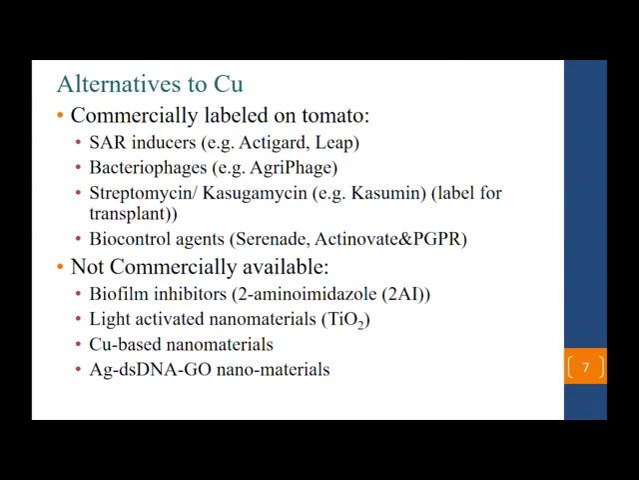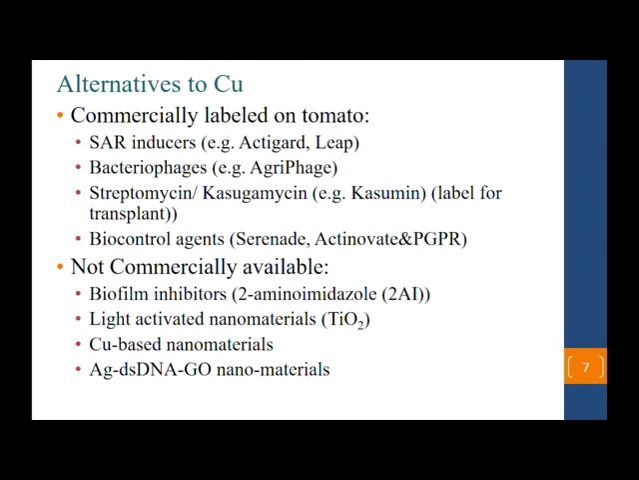There are several alternatives, either commercially available or not, but they all have their pros and cons and inconsistencies. For example, the SAR inducer Actigard: in some of the old research, it might cause yield loss because you are triggering the plant defense and it might cost energy, but we didn't see that in the recent research. Bacteriophages are sensitive to the environment, like UV. And some of the biocontrol agents show inconsistency from season to season.